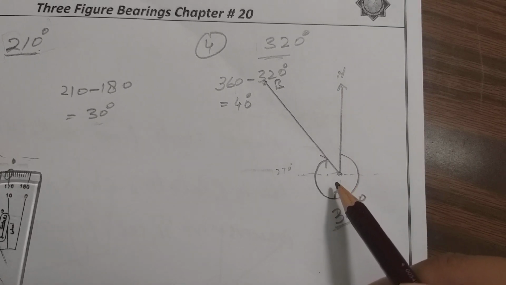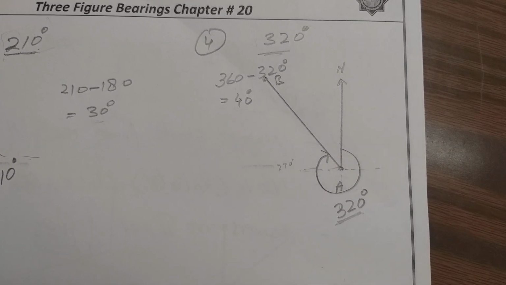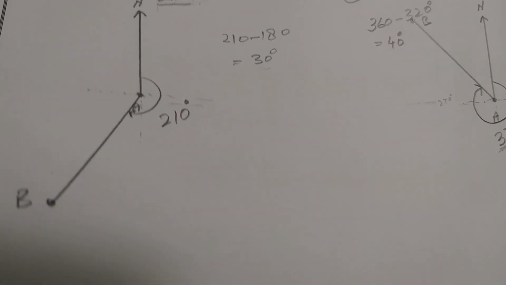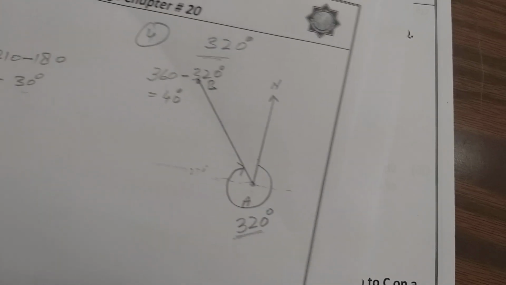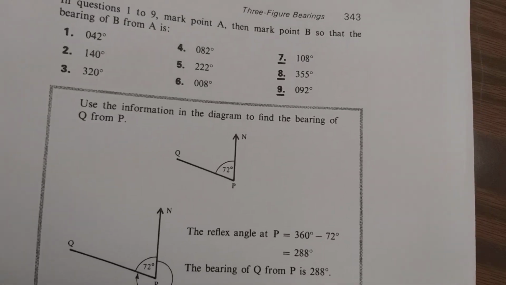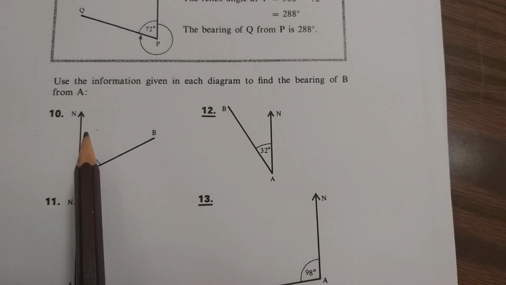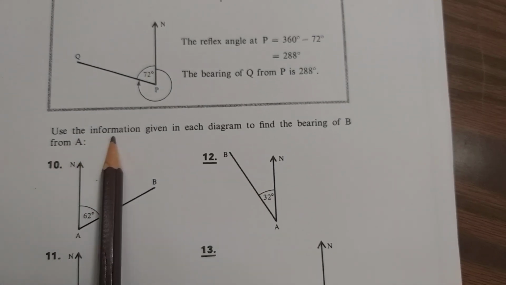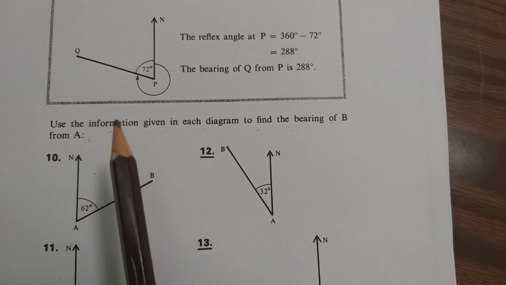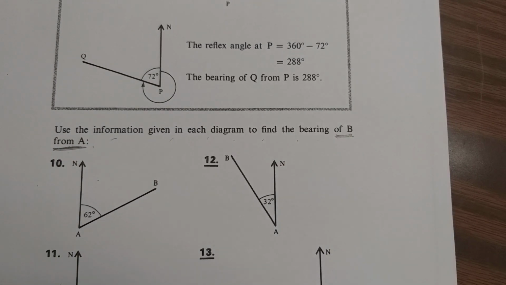So sometimes we are given the angles, but sometimes we are given some diagrams. In diagrams we have to represent some values. In a diagram we are given some angles. We need to find out whether it is 3 figures or not. Let's suppose we are given some examples here. It says, use the information given in the diagram to find the bearing of B from A. From A means this is the start point, and of B means this is the ending point.